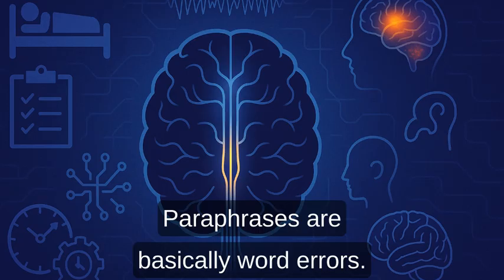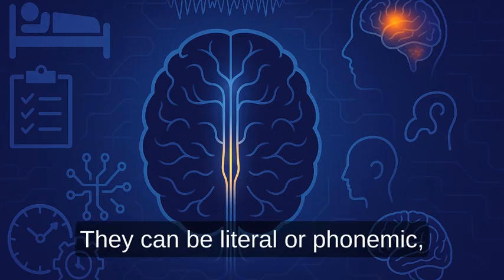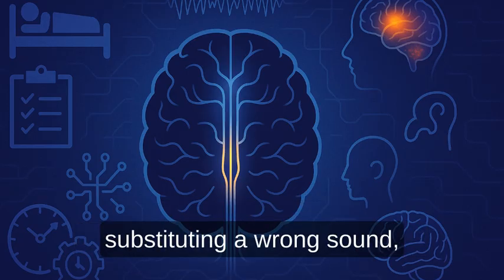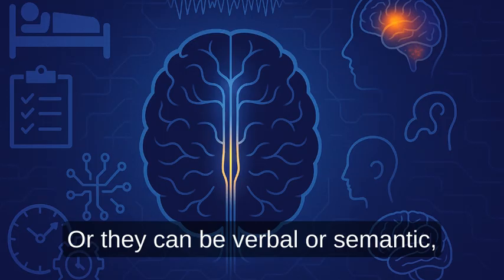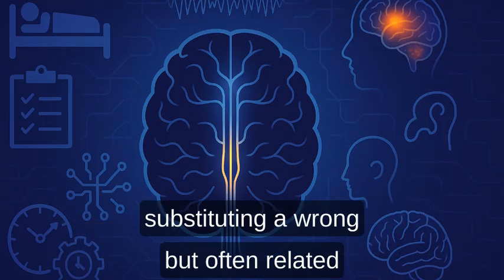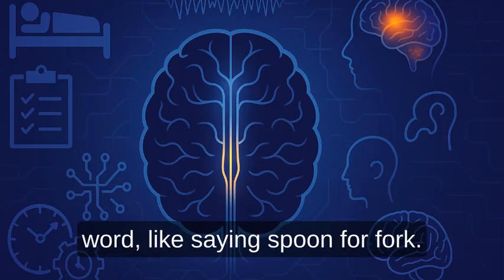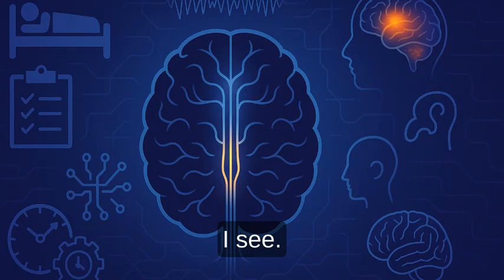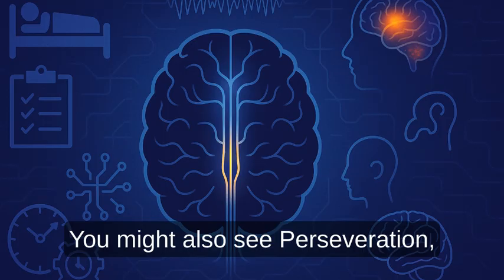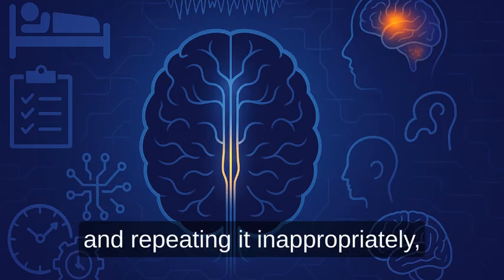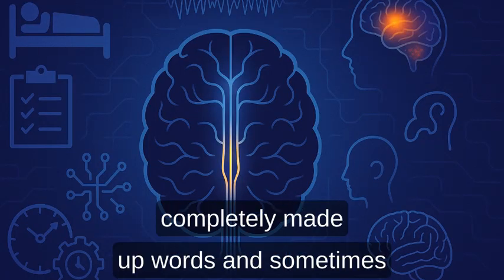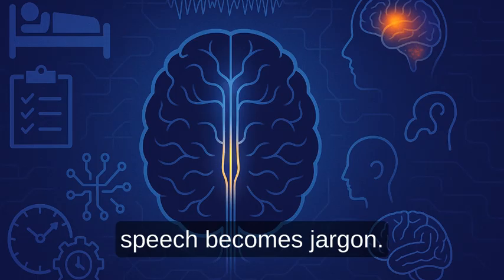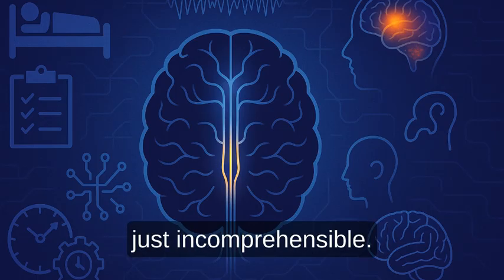What are those? Paraphasias are basically word errors. They can be literal or phonemic, substituting a wrong sound, like saying pable for table. Okay. Or they can be verbal or semantic, substituting a wrong but often related word, like saying spoon for fork. I see. You might also see perseveration, getting stuck on a word or phrase and repeating it inappropriately, or neologisms, just completely made up words. And sometimes speech becomes jargon, so full of errors it's just incomprehensible.